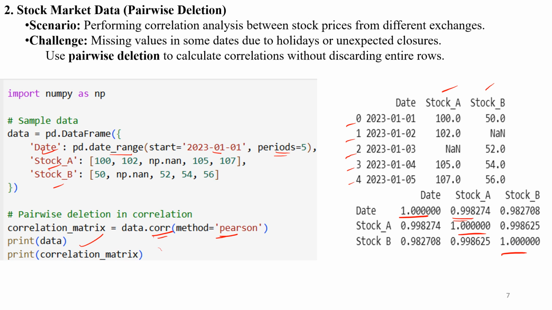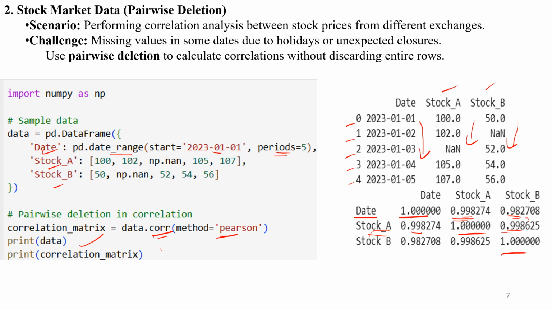So in this example, if the date increases, stock A increases. That's what it shows, positive correlation. If the date increases, stock B is also increasing, that is why 0.98. Then if stock A is increasing, stock B is also increasing. So in order to get the relation between two different entities, you have to go for pairwise deletion.